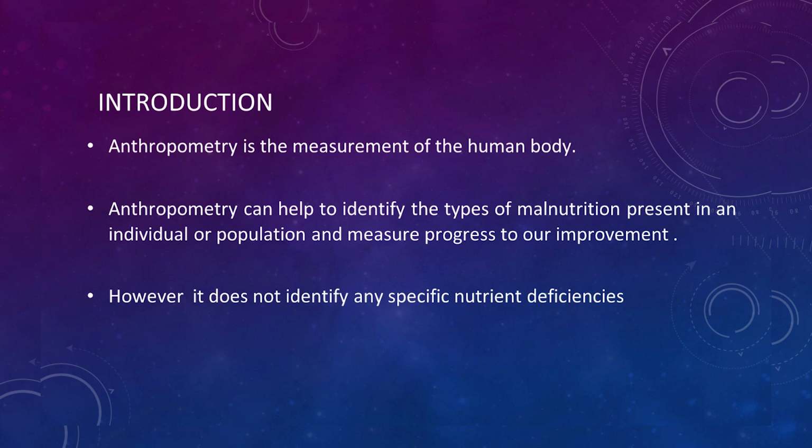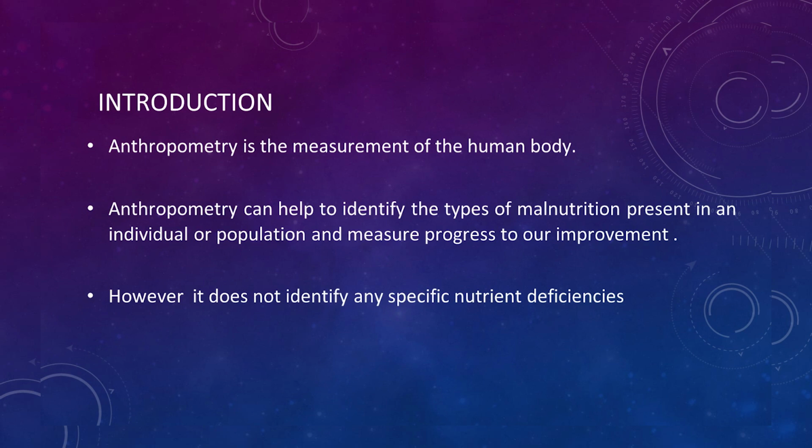Anthropometry is the measurement of the body. Anthropometry can help to identify the type of malnutrition present in an individual or a population and measure progress or improvement. So whether the management we are giving to a malnourished child is really working or not, we can see by doing the remeasurement of that child.